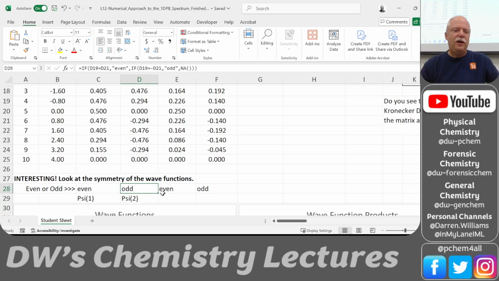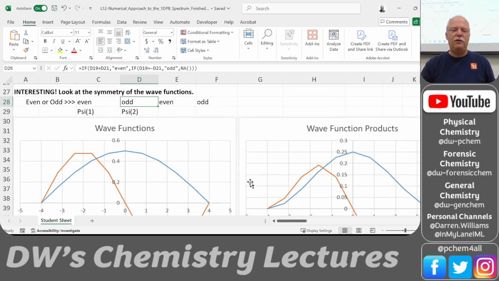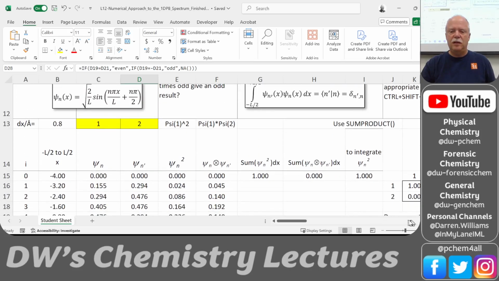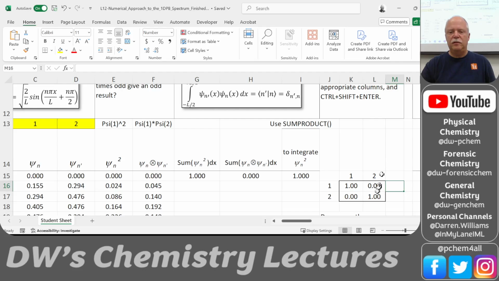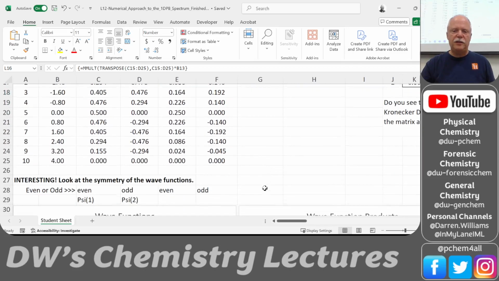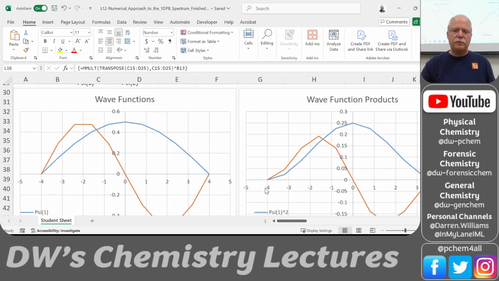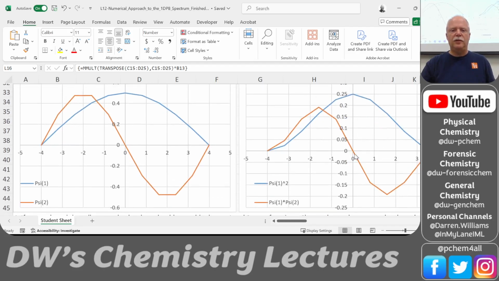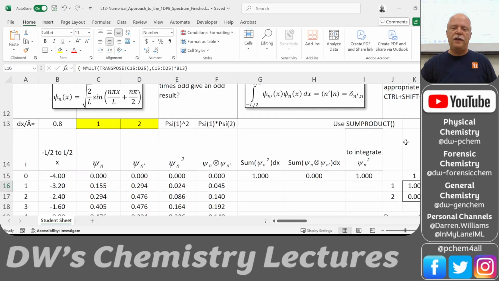And so an even times an odd function, integrated over all space, should give you 0. And that's what we see with the Kronecker delta, that 1 times 3 or 1 times 2 integrated over all space is 0. So anyway, that's a little bit about the wave functions. Here are the plots of the wave functions. And here are the plots of the wave function products, just for curiosity's sake. You can see that this orange curve is wave function 1 times wave function 2. And you see there are some positive regions and some negative regions. And when you integrate over all space, the integral is 0. Okay, so those are the first 5 tasks.